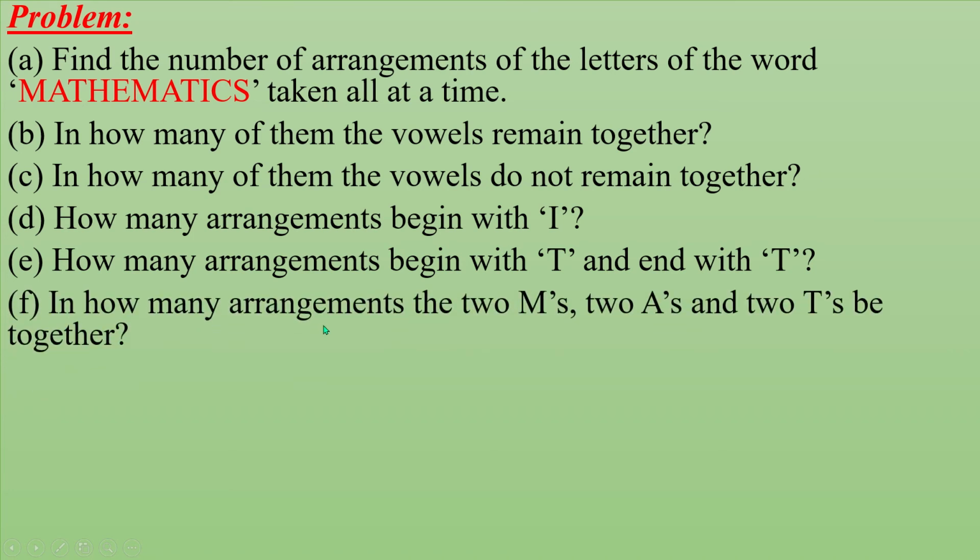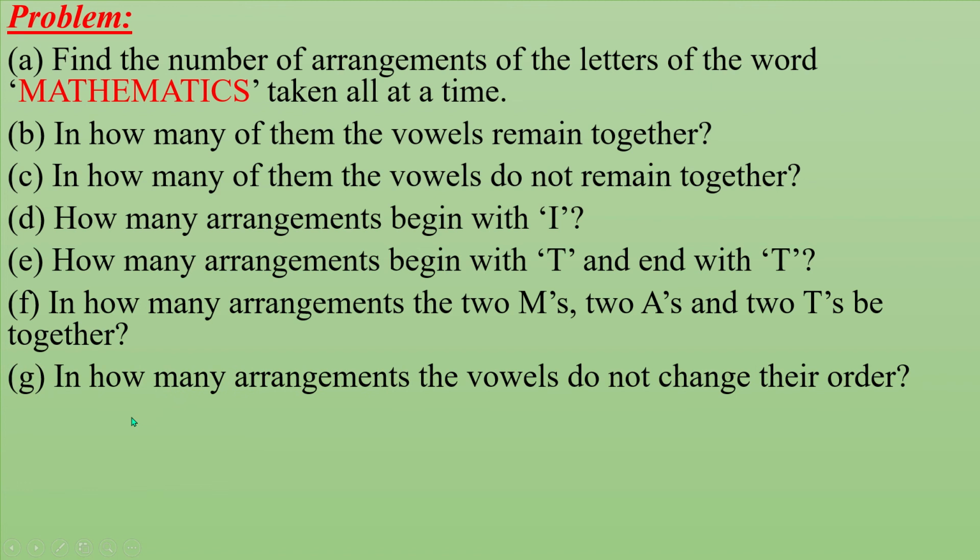F number: in how many arrangements can the two M's, two A's and two T's be together? Here 2M, 2A and 2T will be together. That means consider 2M as 1, 2A as 1 and 2T as 1. G number: in how many arrangements do the vowels not change their order?